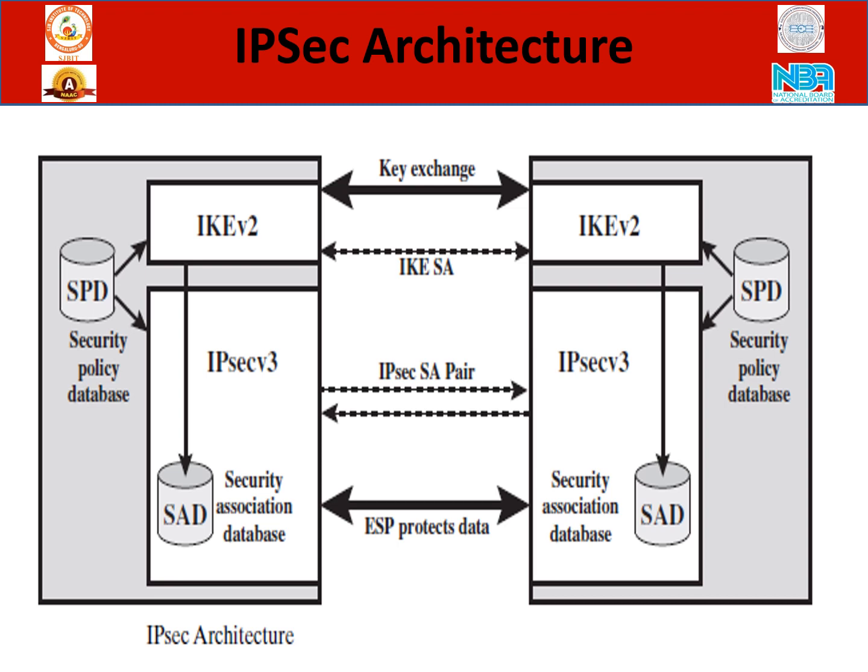When you look into this, the Security Association Database is associated only with IP security version 3, whereas the SPD is associated with IP security version 3 as well as with key exchange. So the security policy is associated with both the bodies, and IKE is Internet Key Exchange version 2. The Internet key exchange happens here. So this is the IP security architecture.